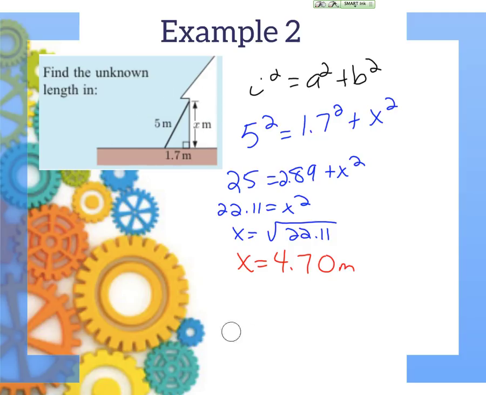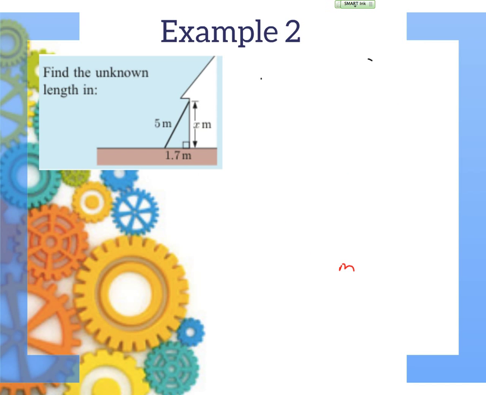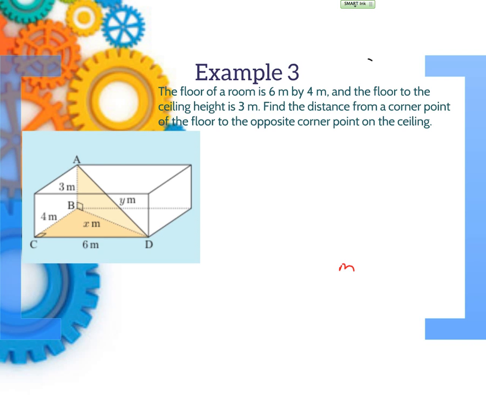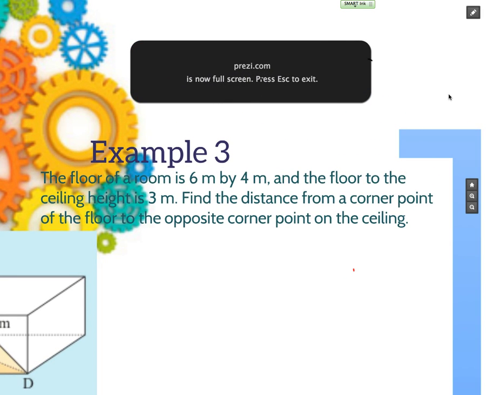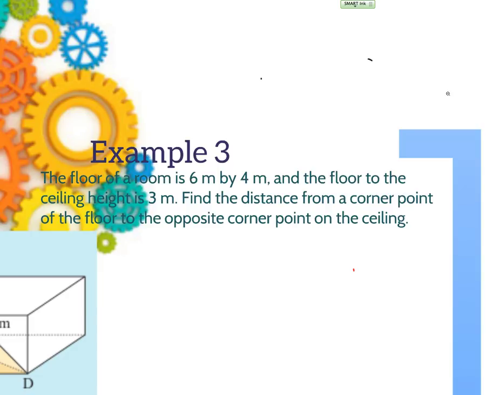All right. Oops. So now we're going to venture into 3D. I'm going to zoom this in so you guys can read it, and then we'll get to that picture. So the floor of a room is 6 meters by 8 meters, and the ceiling height is 3 meters. Find the distance from a corner point on the floor to the opposite corner point on the ceiling.